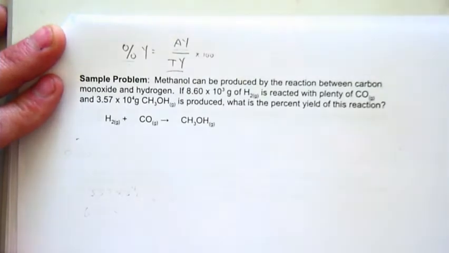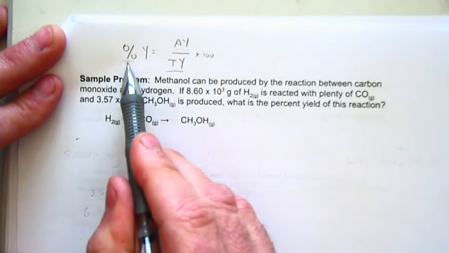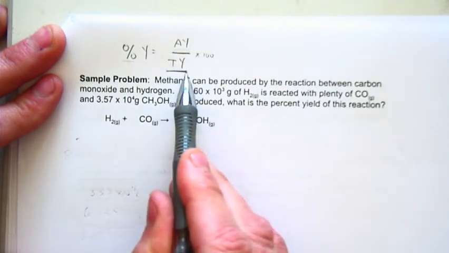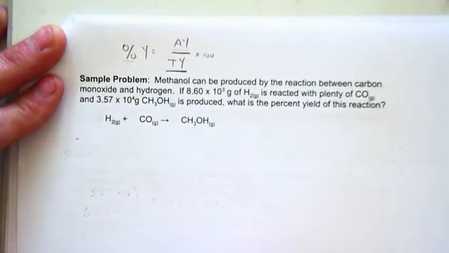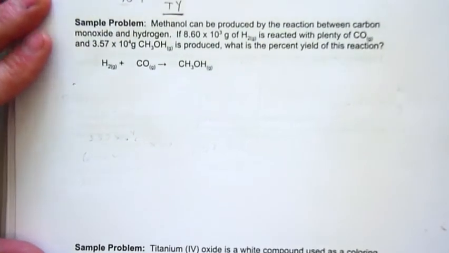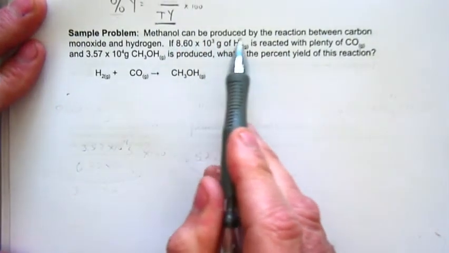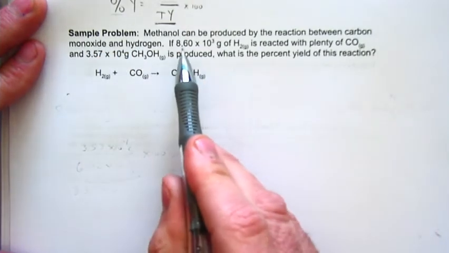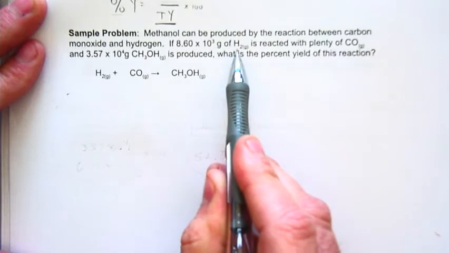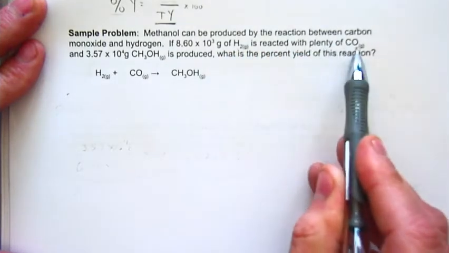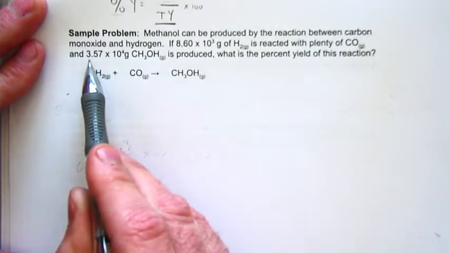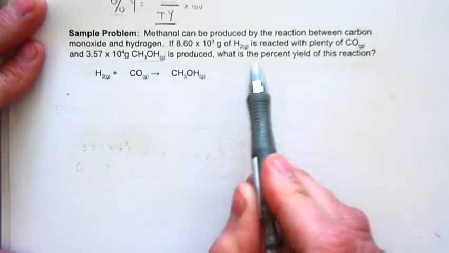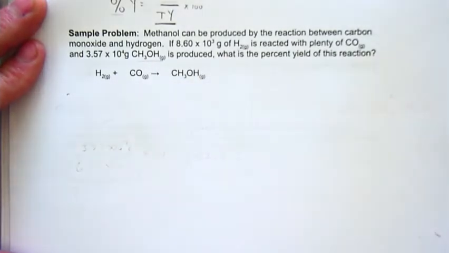So, depending on which type you have, you're going to be either solving for the percent or solving for the actual yield. But you always use stoichiometry in order to find the theoretical yield. So, in our first problem, it reads, methanol can be produced by the reaction between carbon monoxide and hydrogen. If 8.60 times 10 to the third grams of hydrogen is reacted with plenty of carbon monoxide, and 3.57 times 10 to the fourth grams of methanol is produced, what is the percent yield of this reaction?